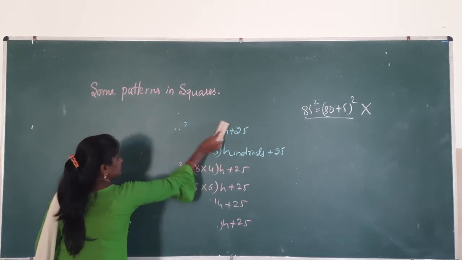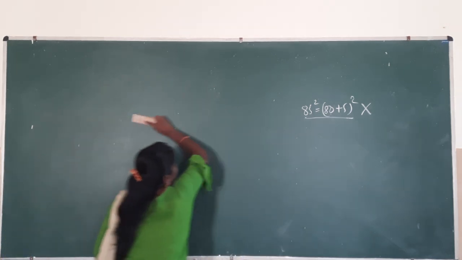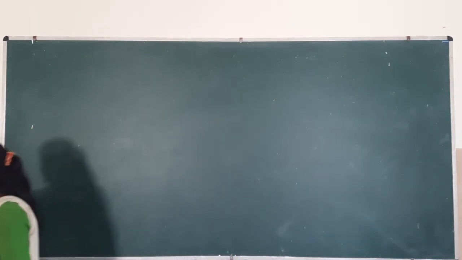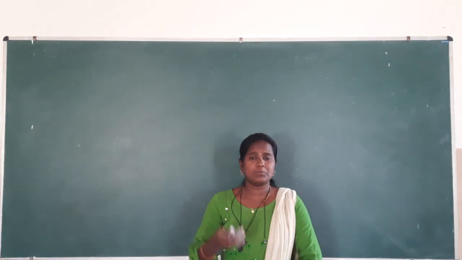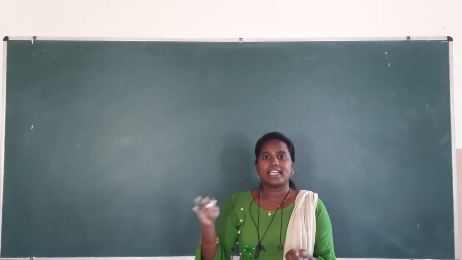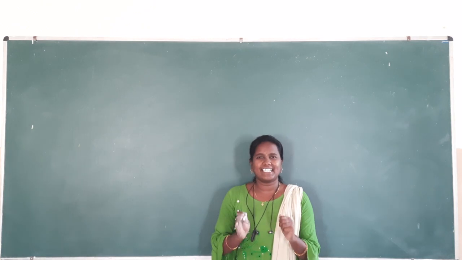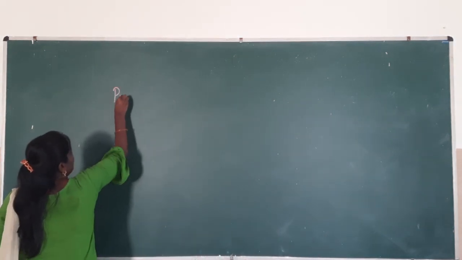Pythagorean triplets. Have you heard the word Pythagorean anywhere? Yes. Pythagoras theorem was there in 7th standard. That was related to what? Triangle. To which triangle? Right angle triangle. That's correct. So now, what are these Pythagorean triplets?